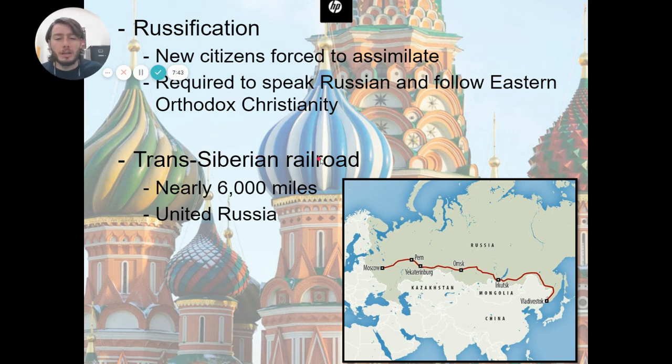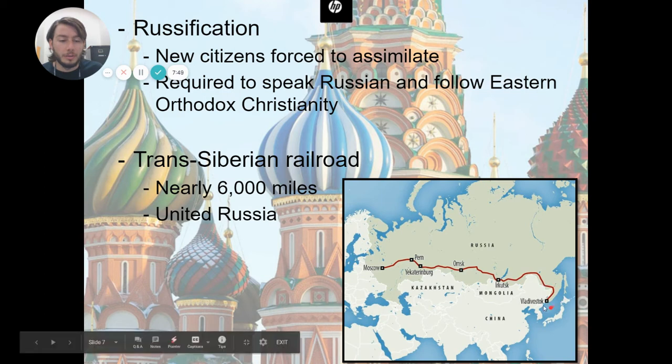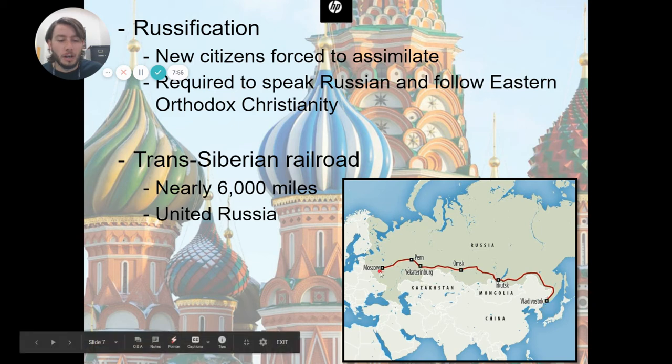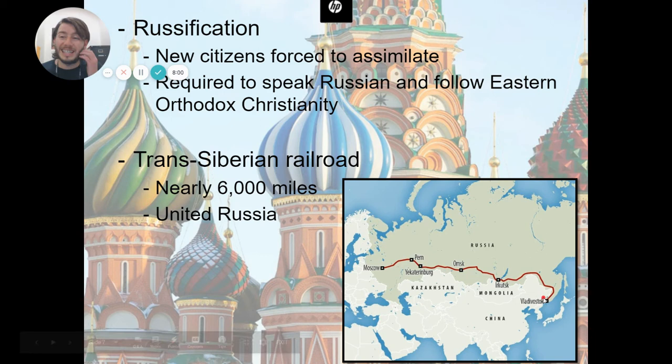They also built the Trans-Siberian Railroad in the 1800s. So this is a railroad that went from Moscow all the way across to this town, which I can't, Vladivostok. I can't say, I'm not Russian. But this is where the Trans-Siberian Railroad goes. It's pretty remarkable. It's 6,000 miles long. To give you an idea of that, that is going across the United States and back, like driving from New York to California and then back. So it's pretty long. It's a super long railroad.